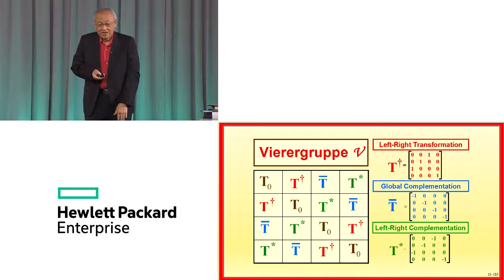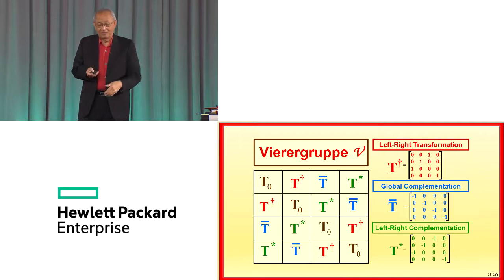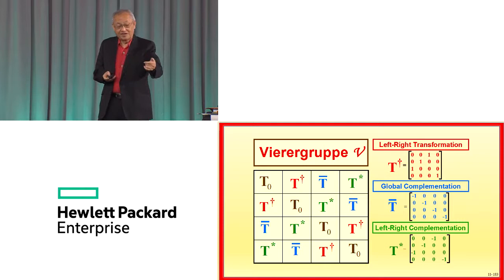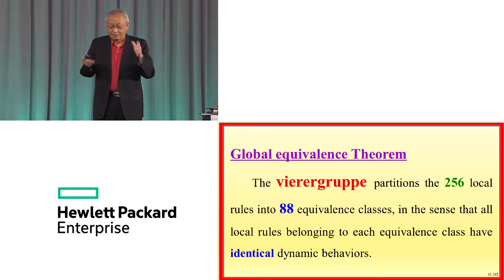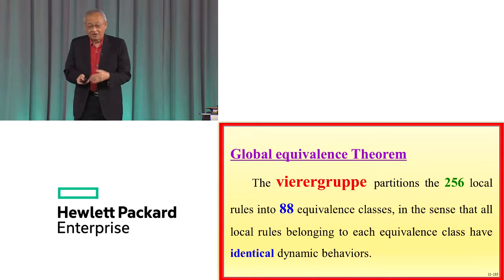This is a group, one of the simplest groups, and it was first discovered many years ago by Felix Klein. Because it's German, it's called the Vierergruppe. You know, it stands for four group. And Felix Klein is the one who first named it, okay? And so the four group, in other words, mathematically now, I'm talking about solid mathematics, a mathematician would say that this group partitions the 256 local rules into 88 equivalent clusters.